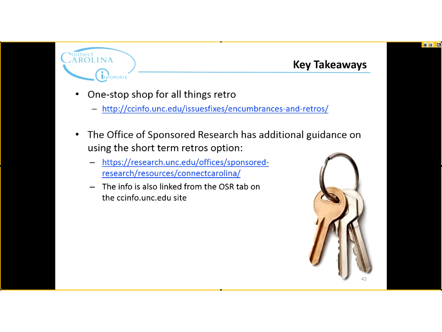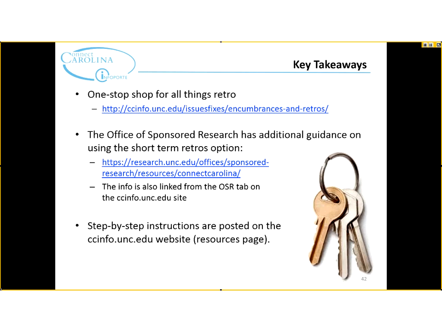OSR, I mentioned earlier, when you are submitting a retro, you do have to provide a justification for why you're doing the retro. OSR has given us some guidelines on making that selection. So you can find that on the OSR website. You can also find that in the one-stop shop for encumbrances and retros. All right, so you want to make sure you take a look at that because they are going to be looking at the justification. That's going to be very important for them as they approve these retros. There are step-by-step instructions on CC Info, so there's a nice manual that will walk you through what you need.